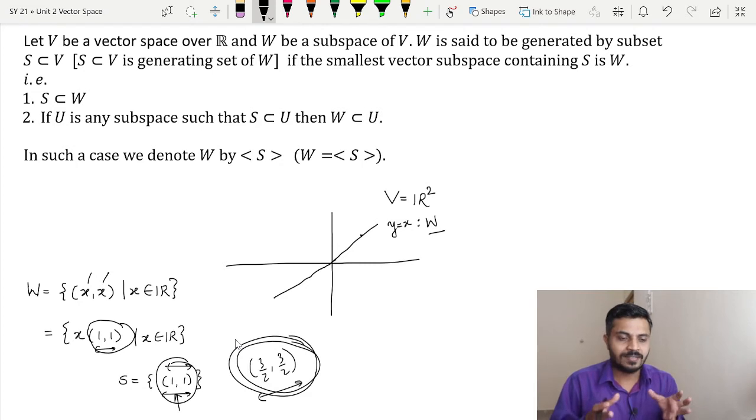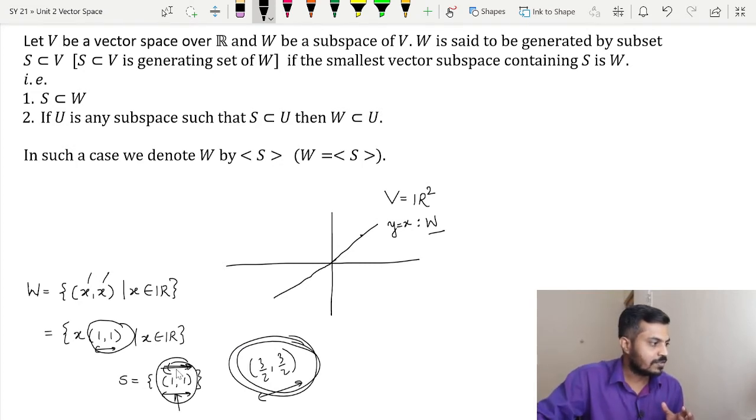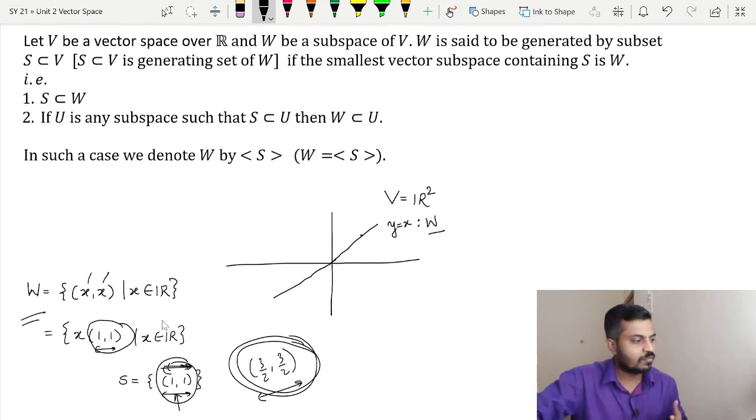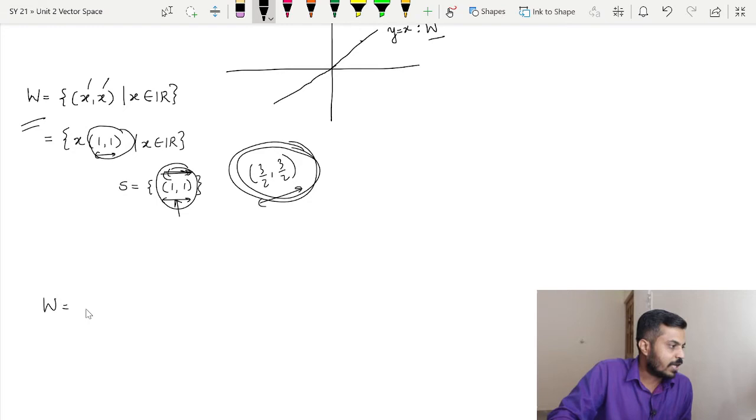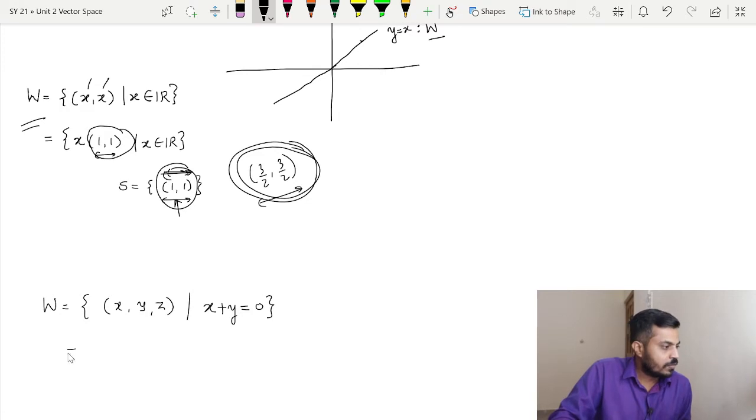So that set contains some vectors which are of W only, but with the help of those vectors you will be able to generate all the vectors of W. Let us see one more example. Now we will move towards R3 and I will take my W to be a plane passing through the origin. Okay, and I will call it x plus y is equal to 0. Now if you simplify it further, this can be written as y is equal to minus x, right?